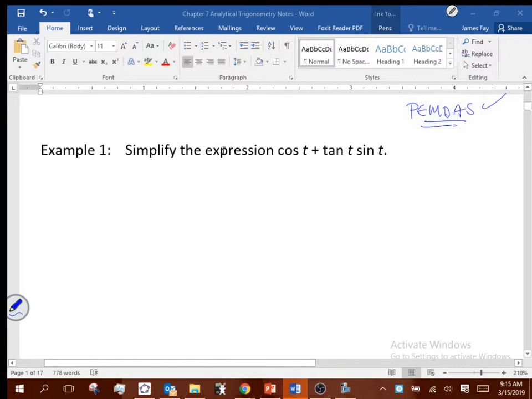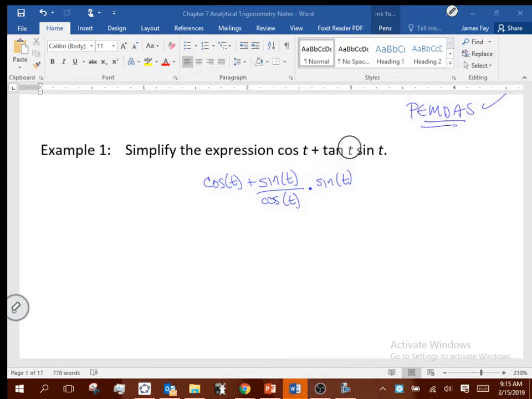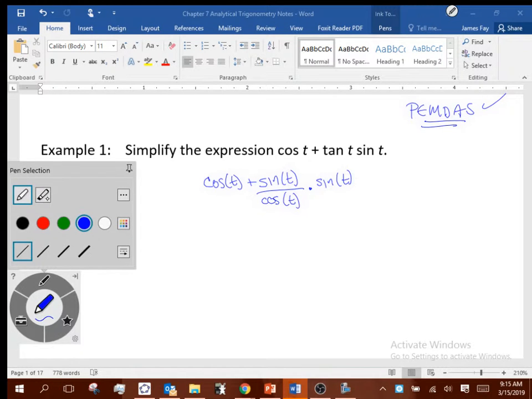Okay? So I'm going to take cosine t. I'm not going to change it, but the tangent t turns into sine of t over cosine of t, doesn't it? So that's the tangent, that's that right there. But I still have times sine of t. So this term right here is the same as that one there.